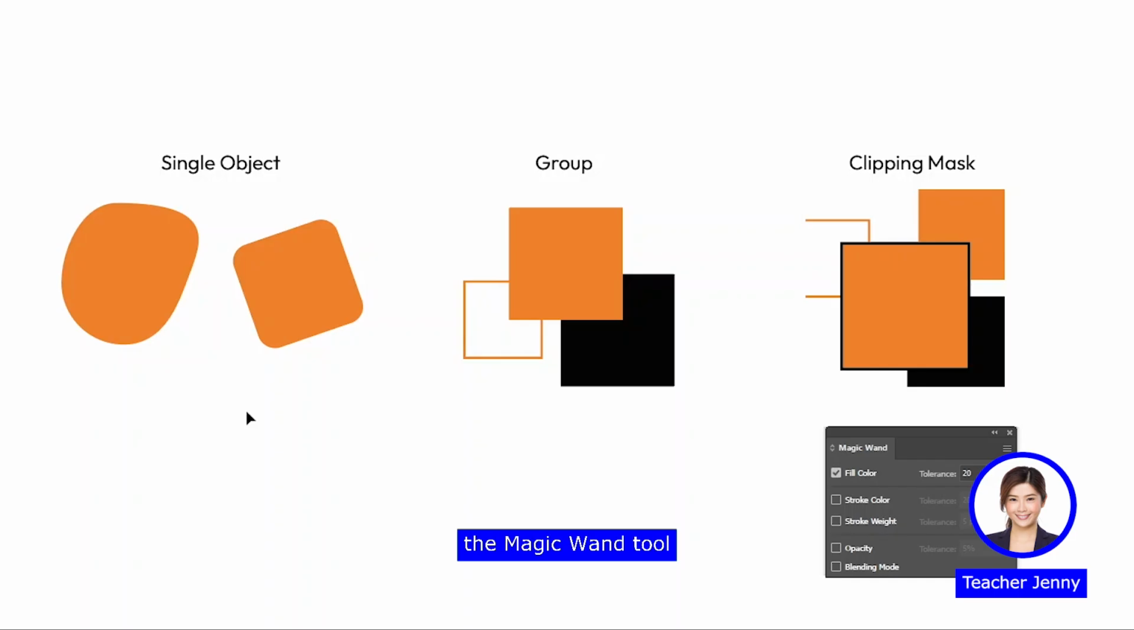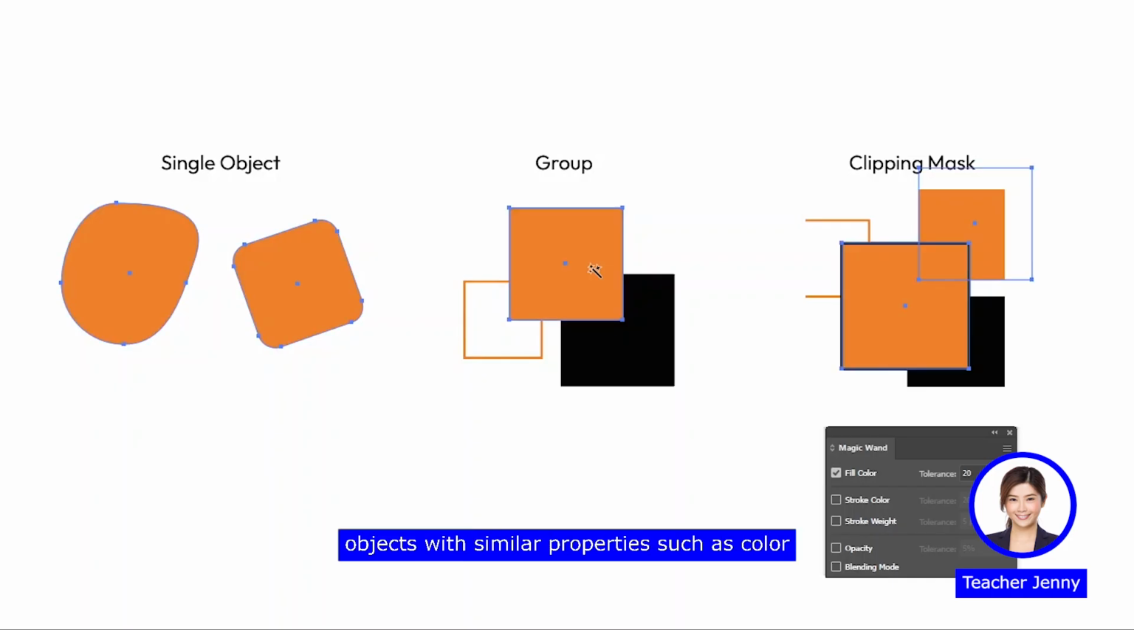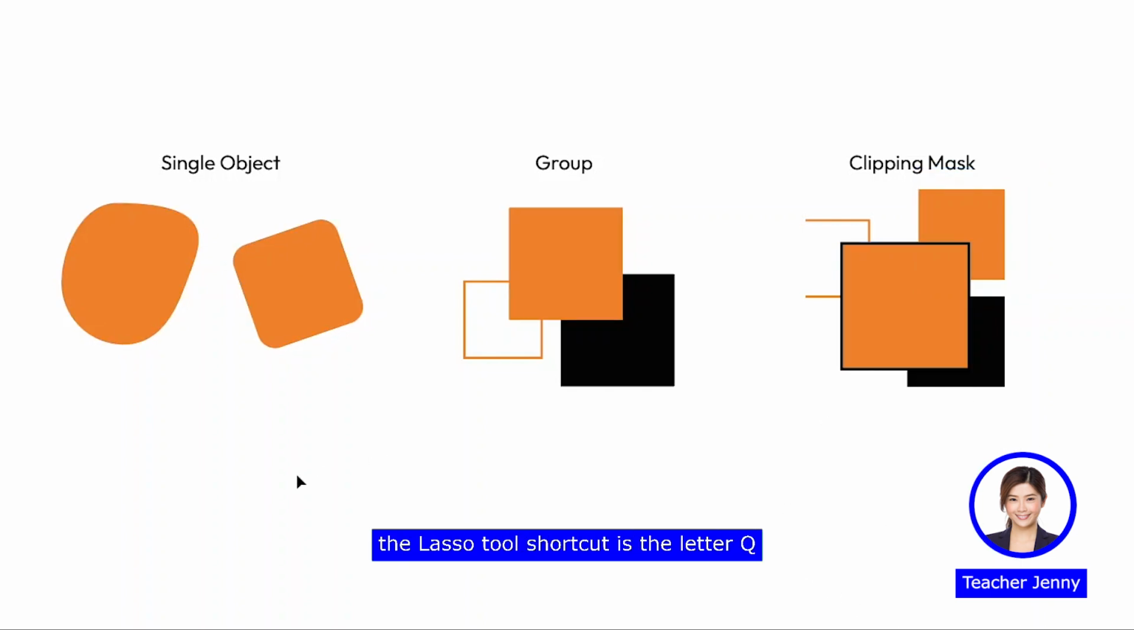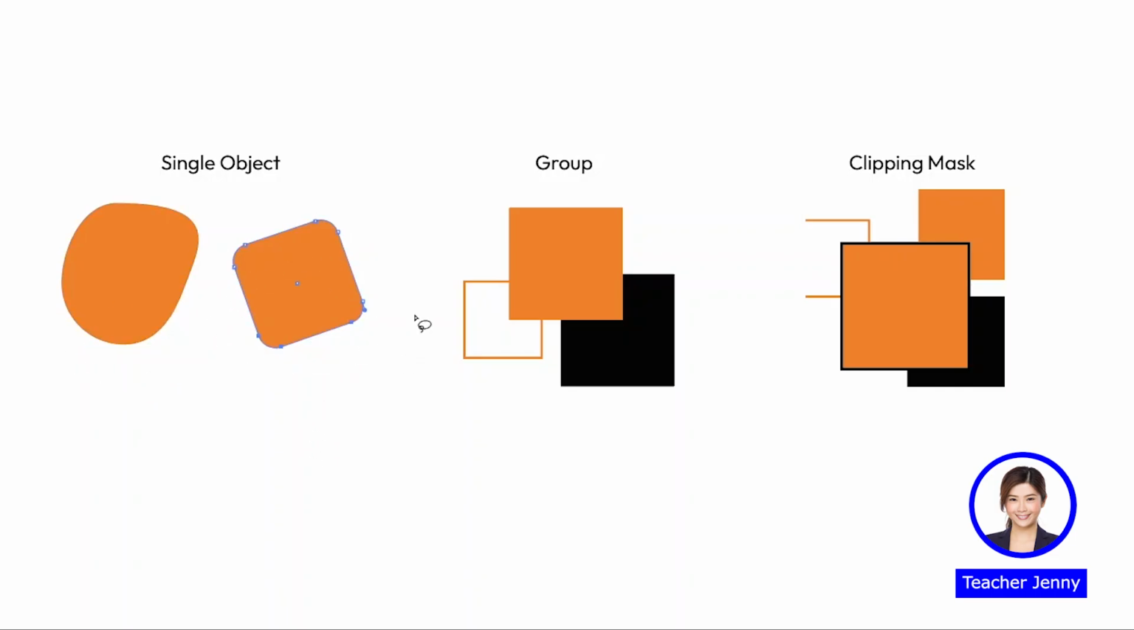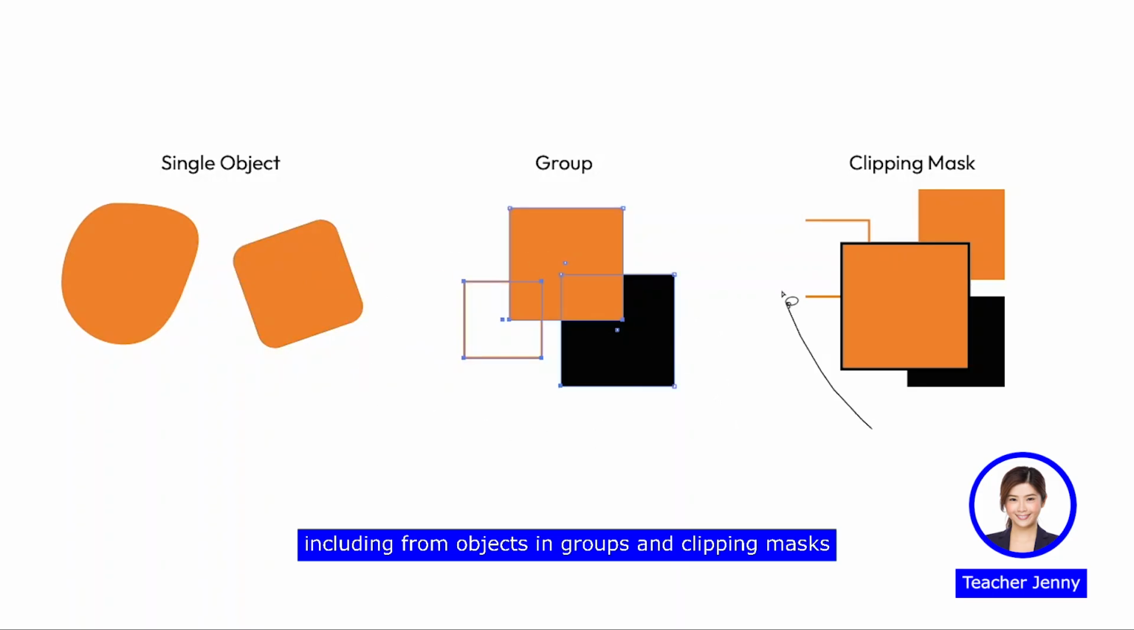The Magic Wand tool, shortcut is the letter Y, used to select objects with similar properties such as color and stroke. It selects any object on your document, including ones in groups and clipping masks. Options for the Magic Wand can be changed in the Magic Wand panel. The Lasso tool, shortcut is the letter Q. It selects any anchor points inside the path drawn, including from objects in groups and clipping masks.